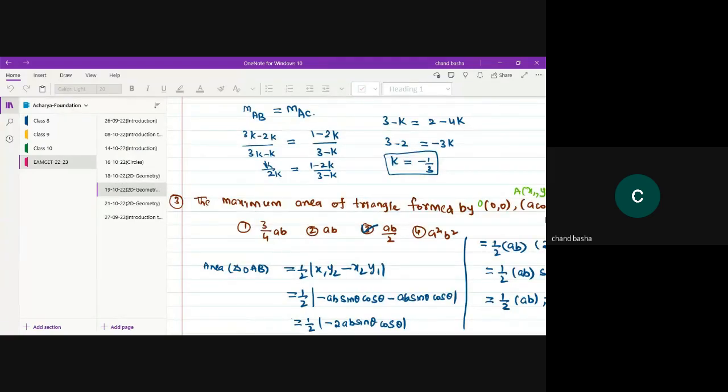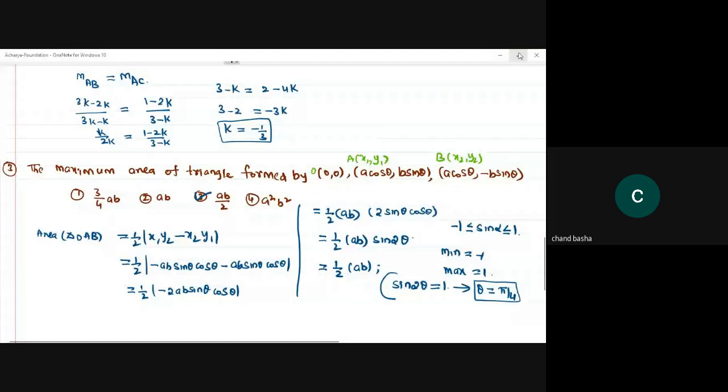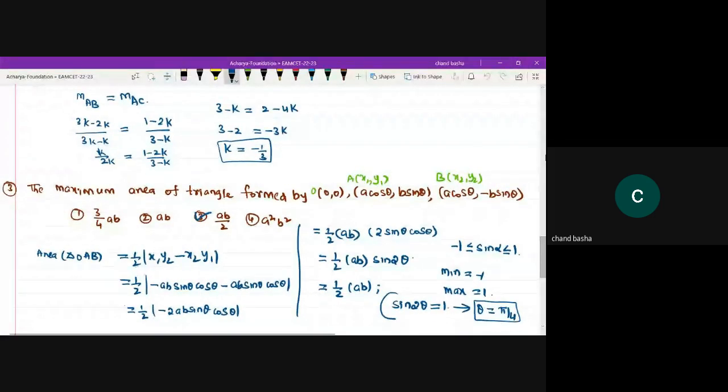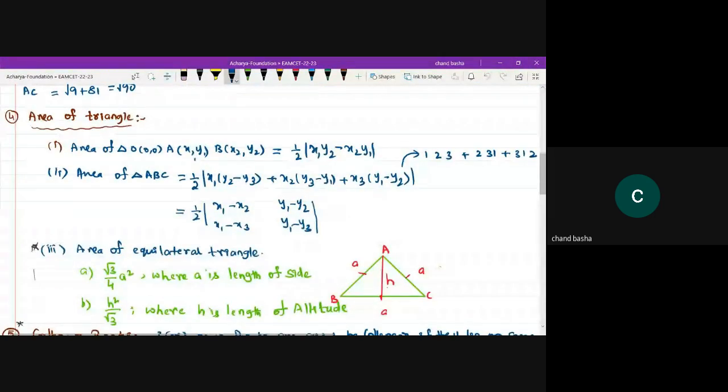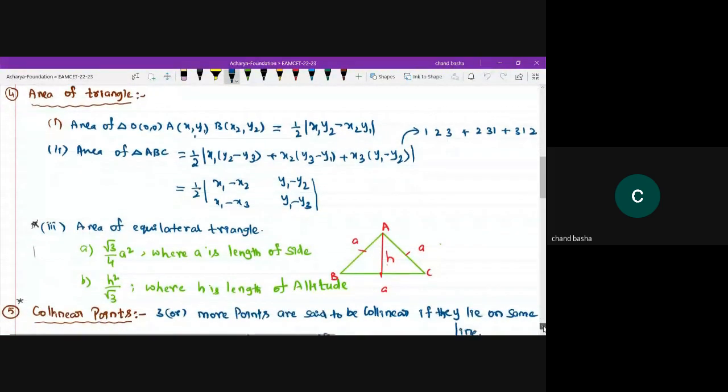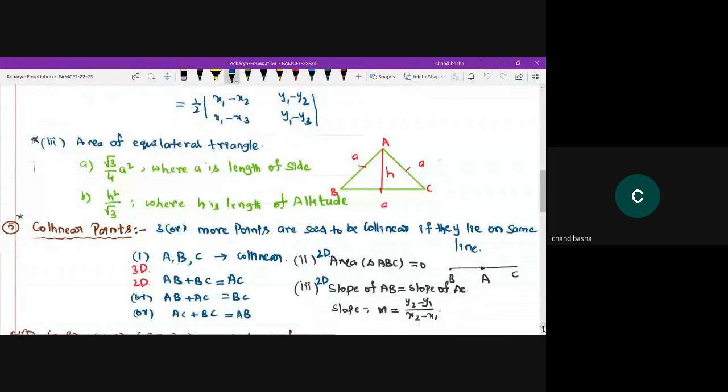This is one important point whenever we have the 3D geometry concept, that is AB plus BC is equal to AC, or AC plus BC is equal to AB. Sum of the two sides is equal to the third side, a concept of the chapter.